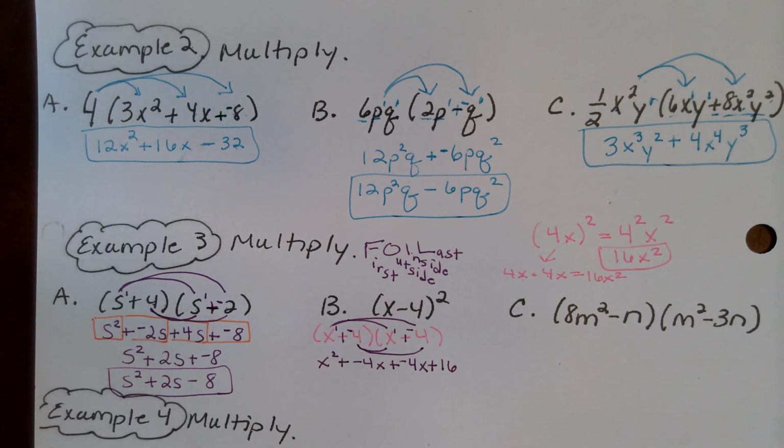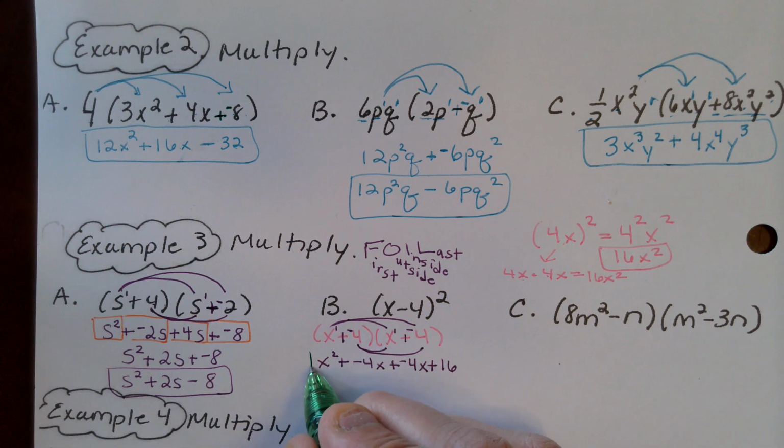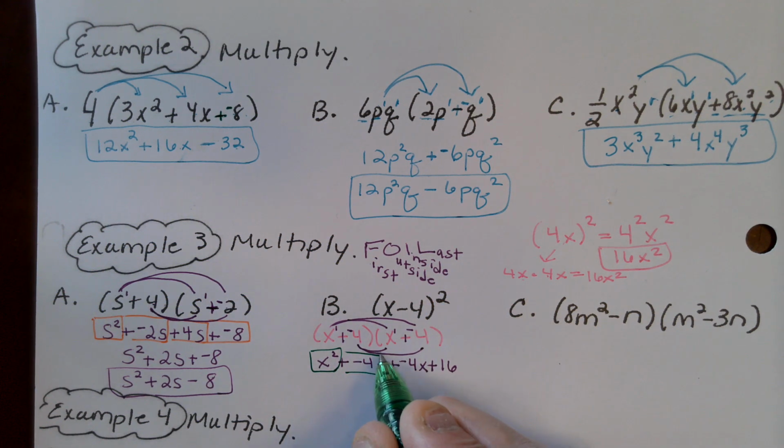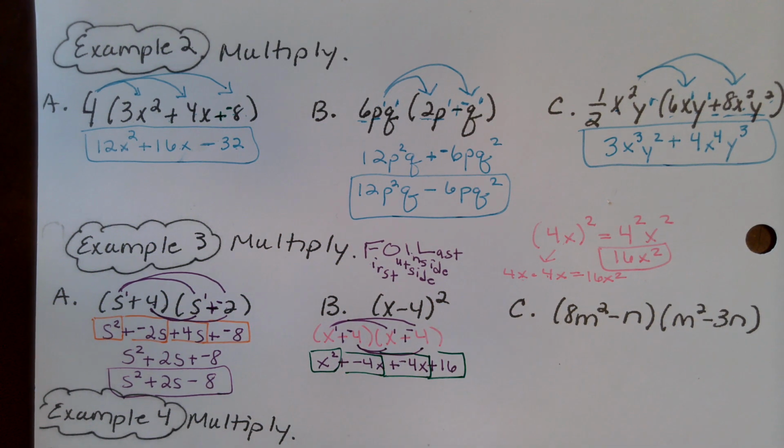Now what you're going to notice when you do these is that when you do FOIL, it's those middle 2 that you're always able to combine. So let's look at it. There's no other x to the seconds. We have a negative 4x and a negative 4x, so that would be a negative 8x plus 16.